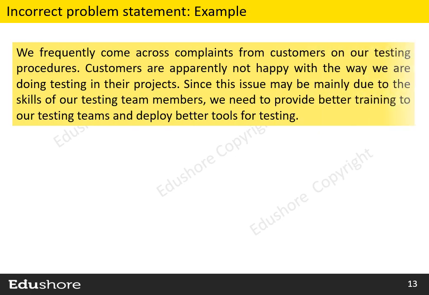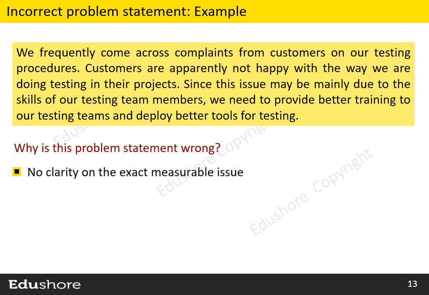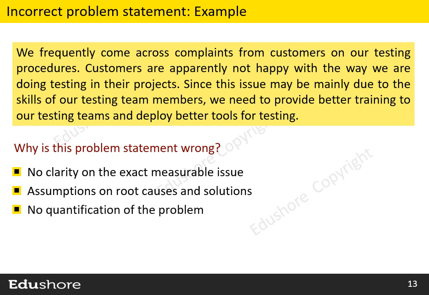Let's look at an example of an incorrect problem statement. Read this problem statement and try to identify the mistakes in it. Following are the mistakes in this problem statement. There is no clarity on the exact measurable issue. This problem statement indicates the assumed root causes and solutions, and the problem is not quantified.